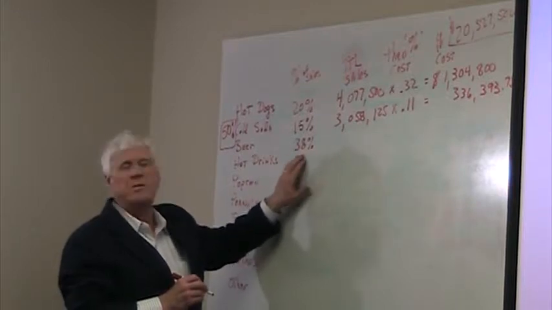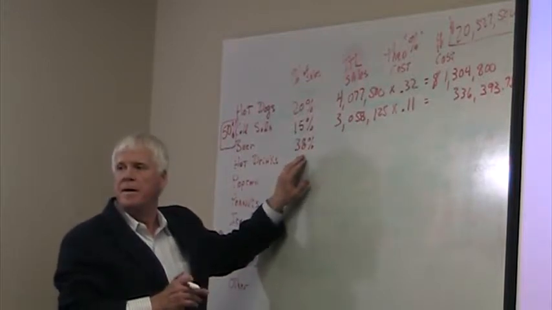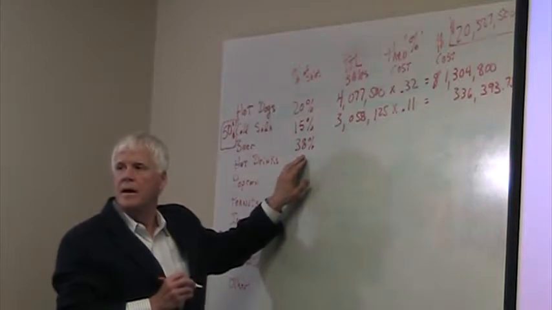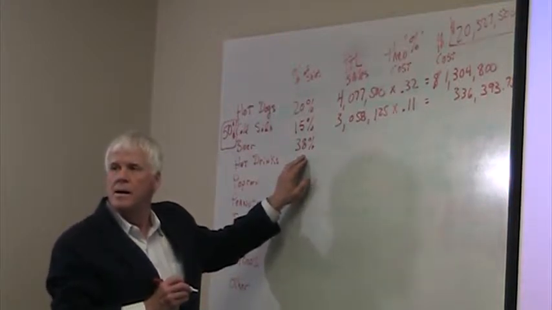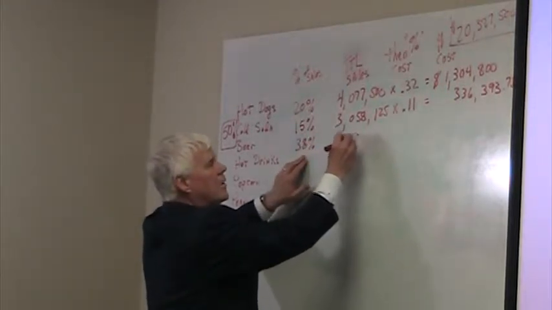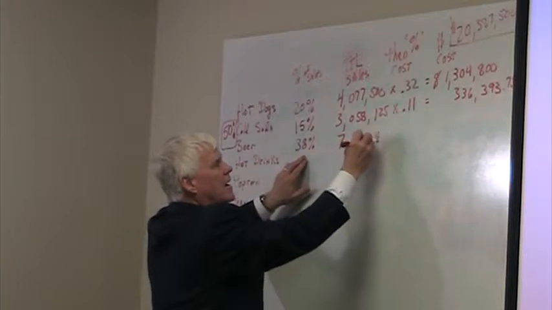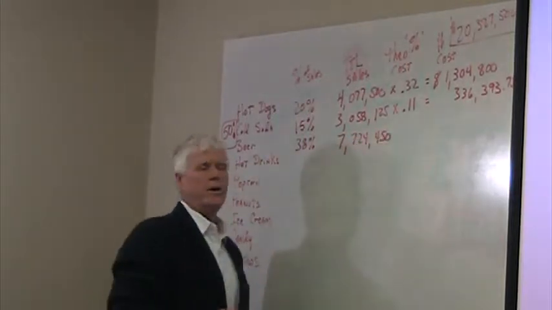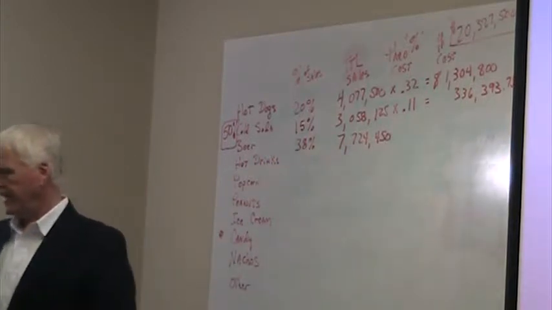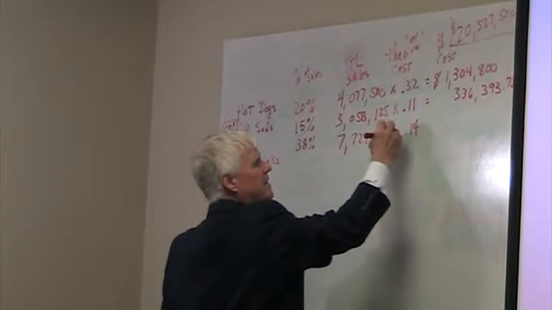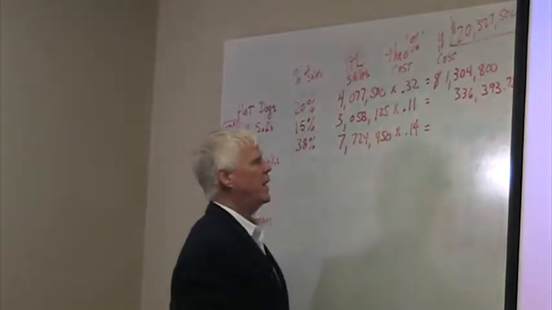20,387,500 times 38% is 7,747,250. Very good, 7 million. And the theoretical cost on beer is going to be 14%. So how much money do I need to buy beer?